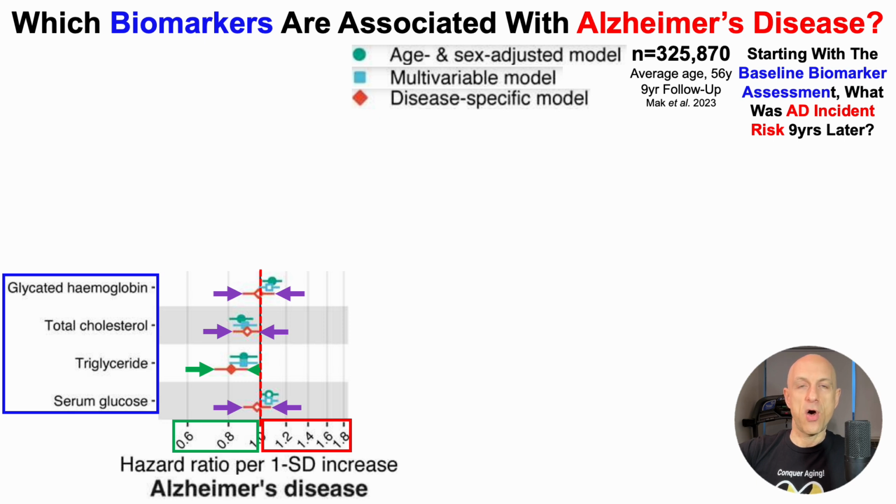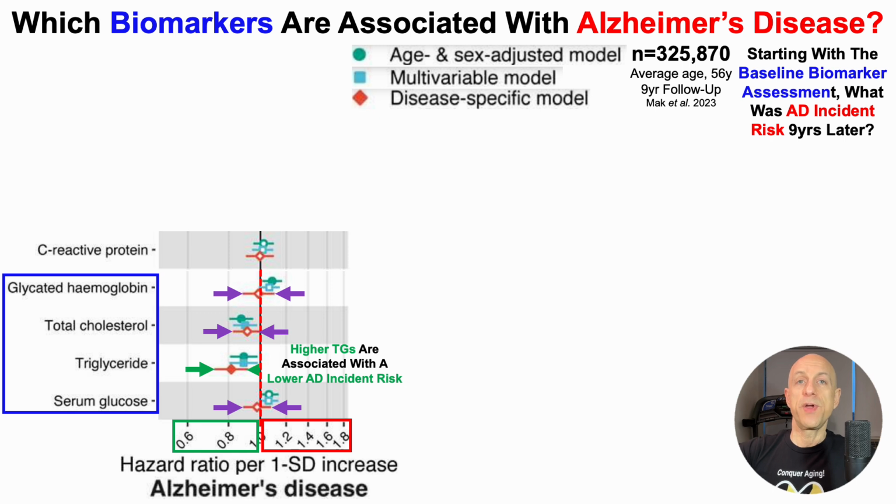And if you saw my earlier video on longevity-associated triglycerides, not all triglycerides are the same in terms of which fatty acids they include. And there are some triglyceride subspecies that are associated with a greater odds of reaching 85 years. Whether that's a part of the story, I don't know, but I'll look more into this story in future videos. So from these 4 biomarkers, we can see that relatively higher triglycerides are associated with a lower Alzheimer's disease incident risk. All right, so moving on, inflammation.